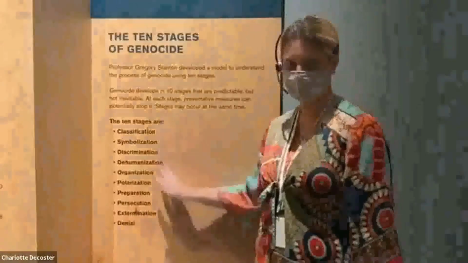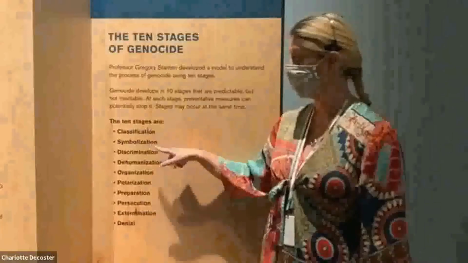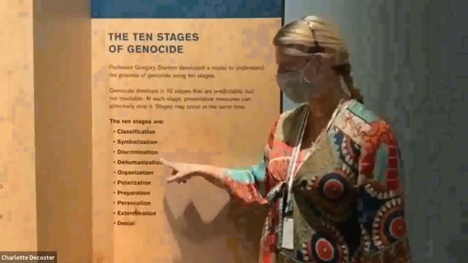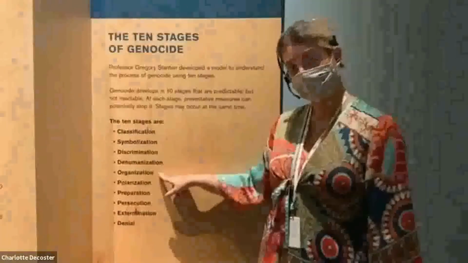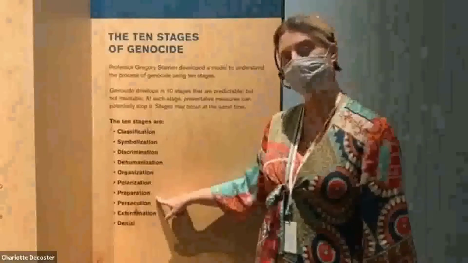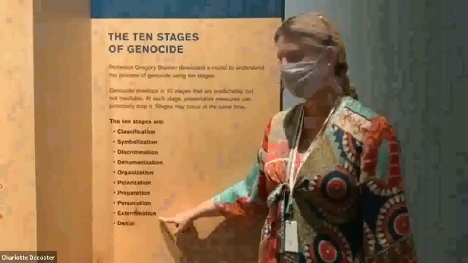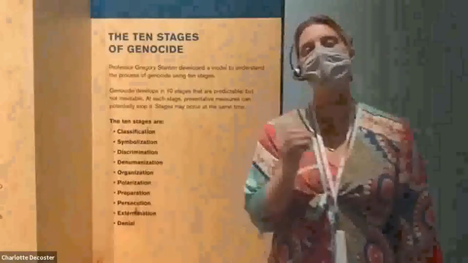Now, you can see those stages right here, and I'm about to read them. Classification, symbolization, discrimination, dehumanization, organization, polarization, preparation, persecution, extermination, and denial. Docents, listen here.